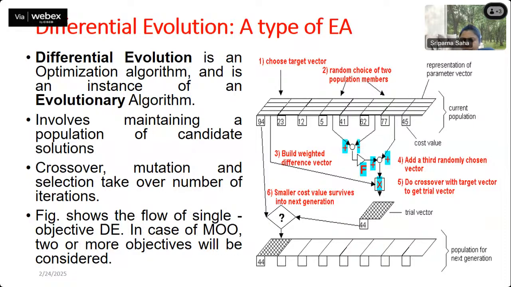This way, we keep on applying these operators, like selecting two random solutions, building the weighted difference vector, adding a third randomly chosen vector, applying the crossover with the target vector to get a trial vector. Smaller cost values survive to the next generation, and then we are storing those solutions in the population. So these steps are repeated multiple times until we get the maximum number of generations.